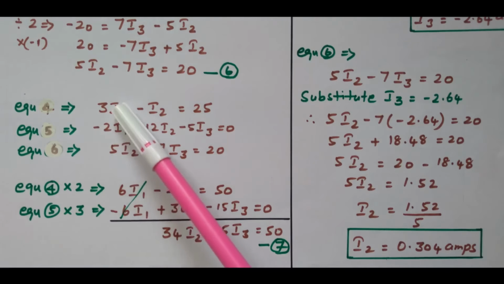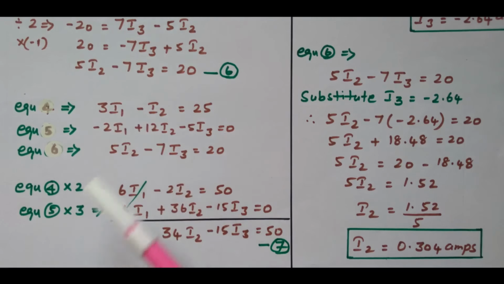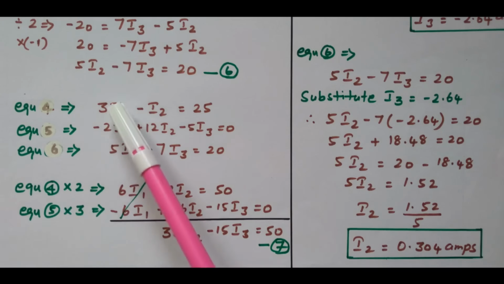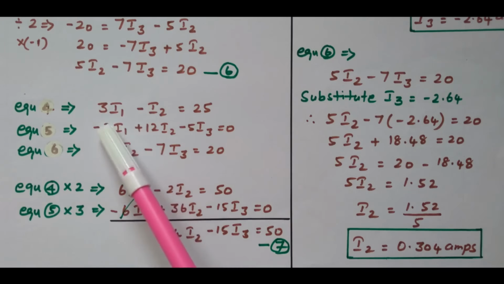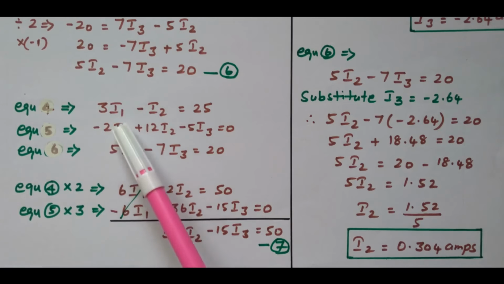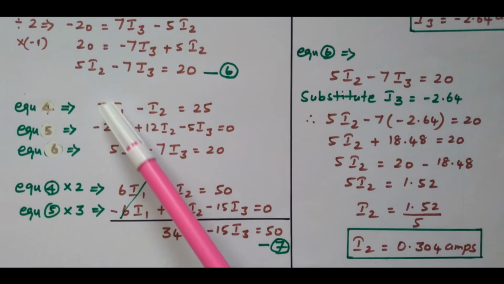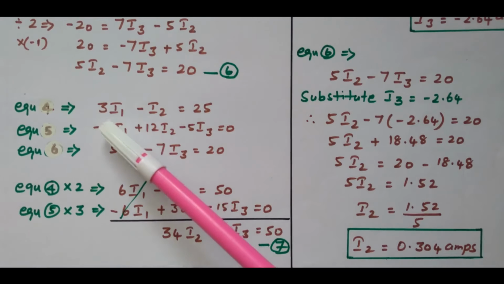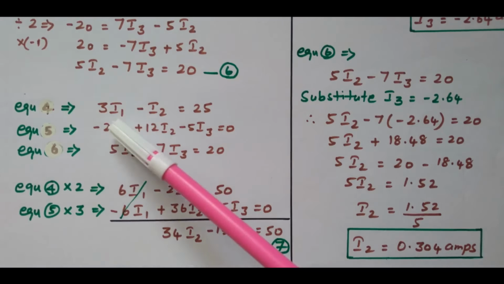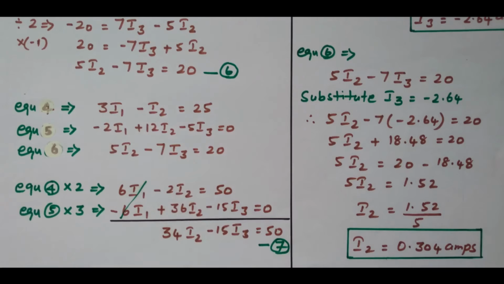We will cancel this term I1. How will you cancel? See, here 3 is available, here minus 2 is available. So equation 4 is multiplied by 2, and similarly equation 5 is multiplied by 3. If we multiply in opposite sides, both become 6i1, so that we can easily cancel. So this equation is multiplied by 2 and this equation is multiplied by 3 in order to cancel I1.